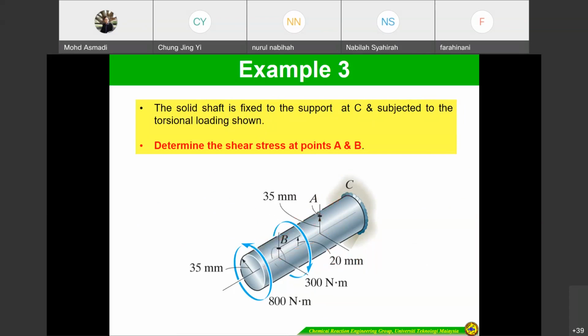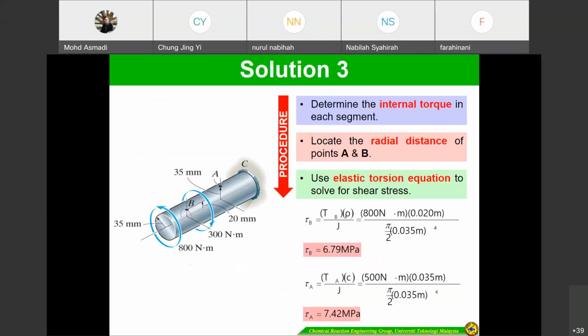By comparison, looking at A and B, we use rho for point B, and for this one we use C, the outer. So we can see that this is the maximum shearing stress that we can apply. Definitely the value at point B is much lower compared with point A.